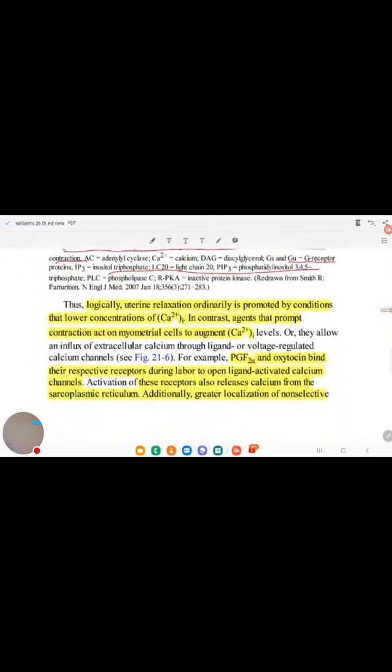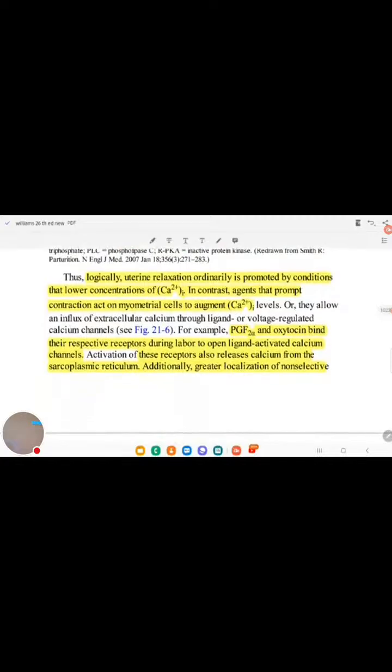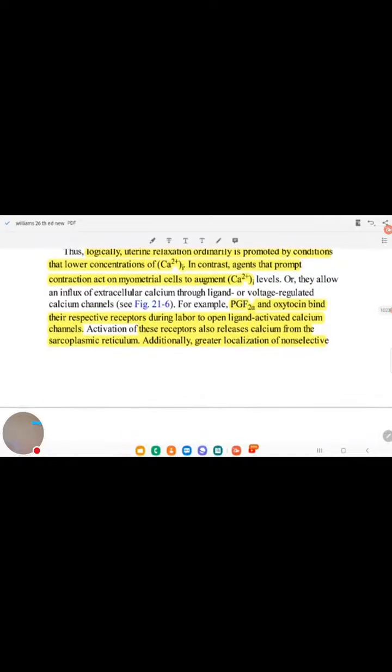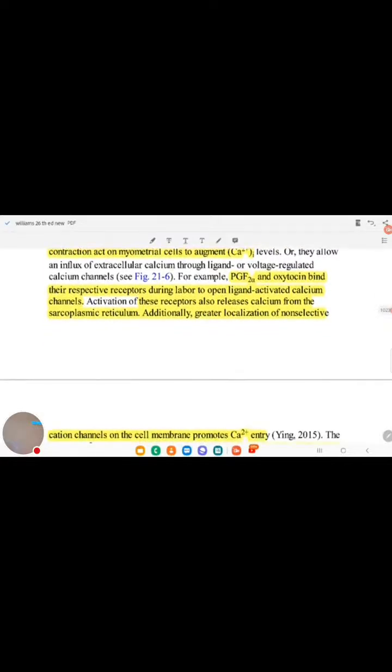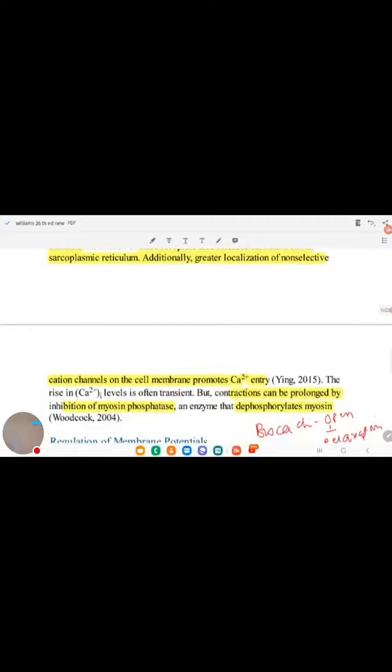Okay. Uterine relaxation is the prompted condition of lower calcium. In contrast, contraction involves higher calcium. PGF2 alpha and oxytocin bind the respective receptors during labor to open ligand gated calcium channels. Activation of this receptor releases calcium from the sarcoplasmic reticulum. Additionally, there is greater localization of non-selective calcium channel entry.